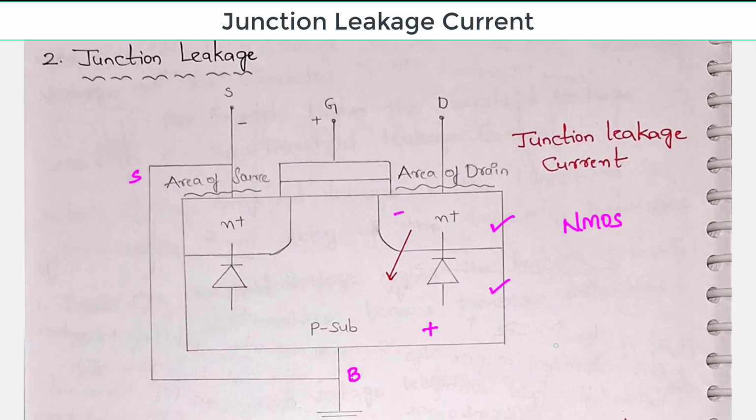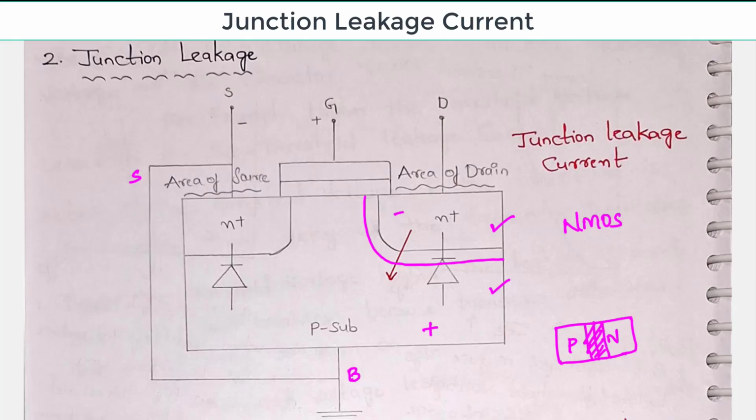As we know, whenever we join a P substrate with an N substrate, there will be formation of some depletion region. If I join a P and N, there will be formation of some depletion region. So here also the same thing comes into the picture. There will be formation of some depletion region, and because of this there will be some amount of junction leakage depending upon the potential that we are applying.